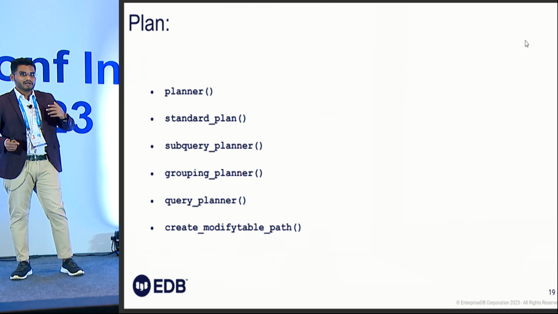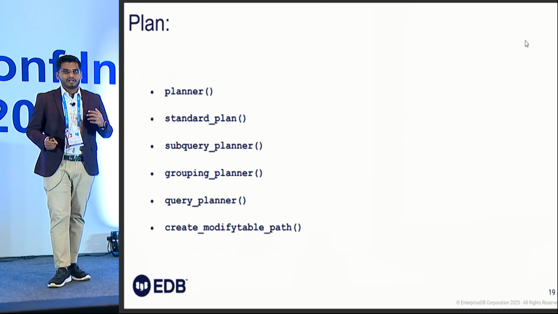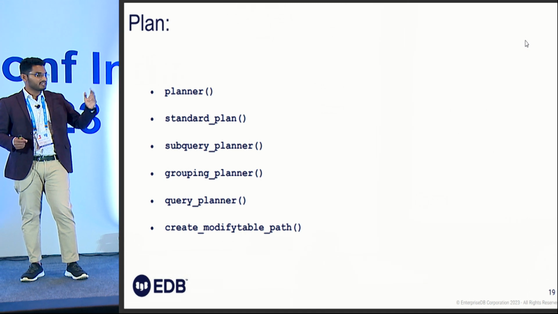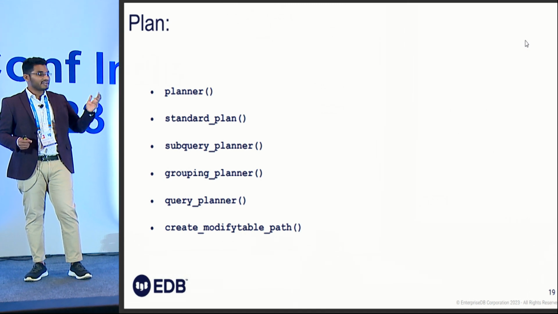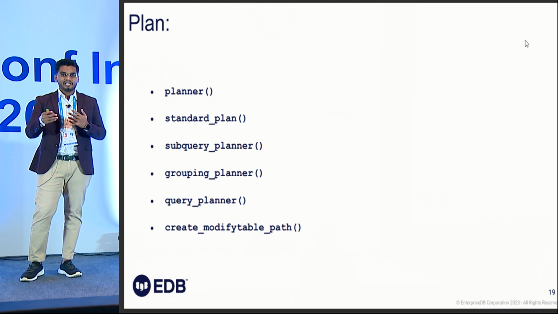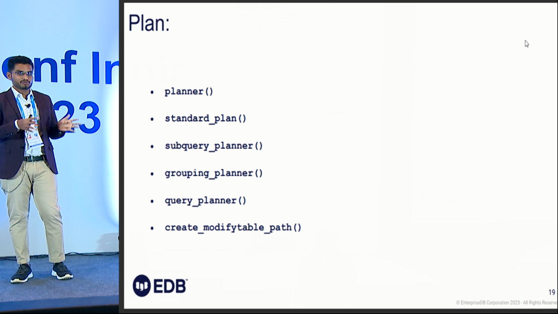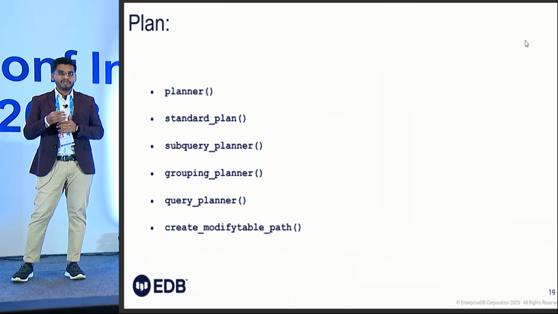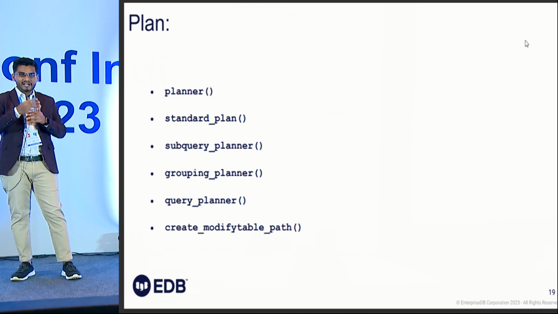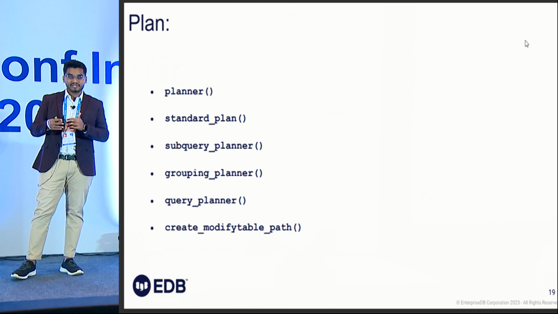Similarly, the planner does the same. The planner initially finds all the available paths to reach the destination, or to get the required result. Then, depending upon the cost, the best path will be chosen, and that best path will be converted to the plan. The plan is given to the executor. So this is a simple, brief explanation of the plan.